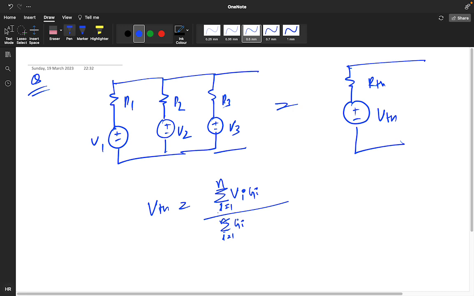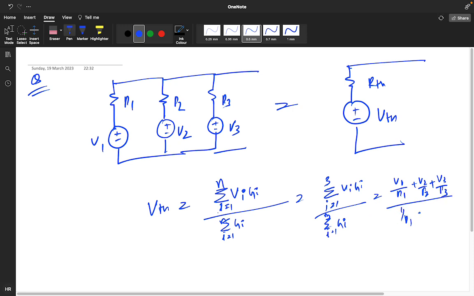Summation of i equals 1 to n. Here the n value is 3, so i is 1, 2, 3. Summation of Vi into Gi, for i equals 1 to 3, gives V1 by R1 plus V2 by R2 plus V3 by R3, divided by 1 by R1 plus 1 by R2 plus 1 by R3.